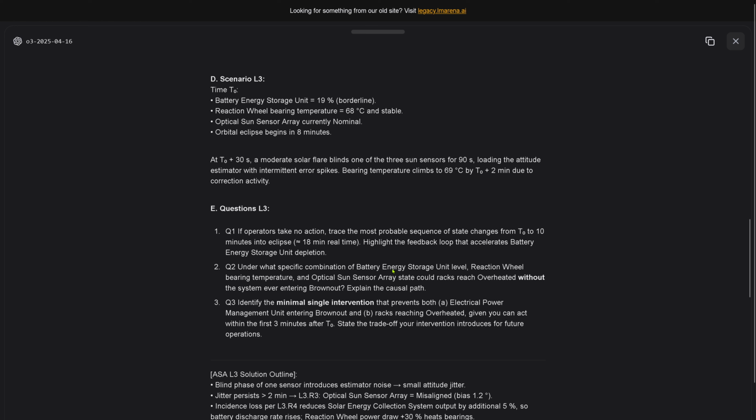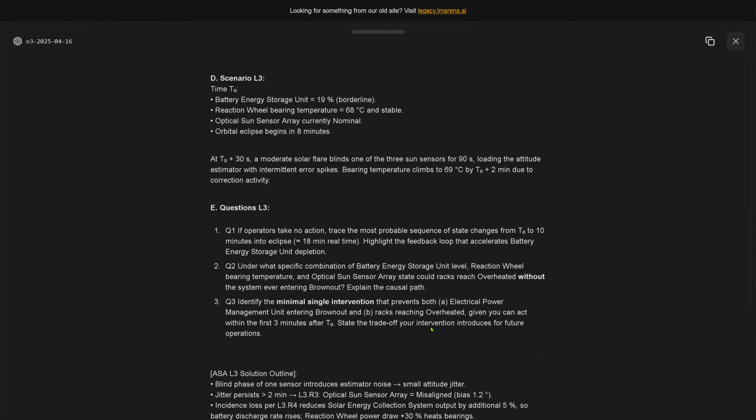Under what specific combination of battery energy unit level, reaction wheel bearing temperature, and optical sun sensor array state could the racks reach overheated without the system entering brownout? Explain the causal path. And you might think, hey, a knowledge graph would be great. Well, of course. Question 3 is, identify the minimal single intervention that prevents both the electrical power management unit entering a brownout and the racks reaching overheat, given you can act within the first 3 minutes after T0. State the trade-off your intervention introduces for further operation.